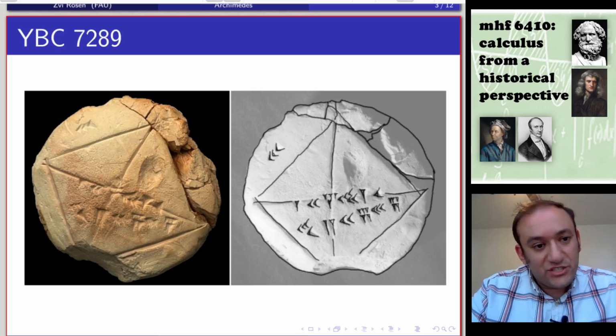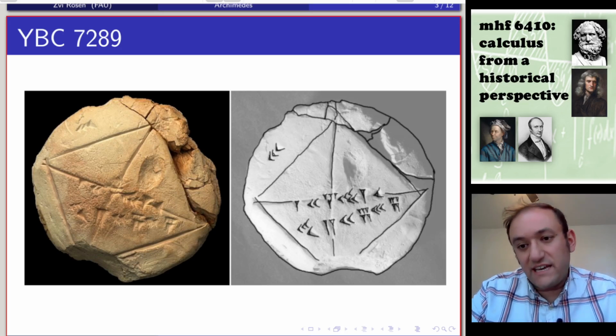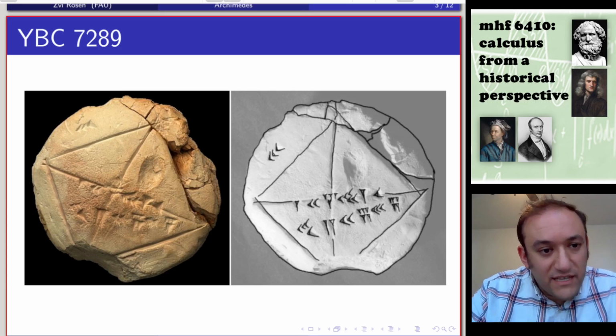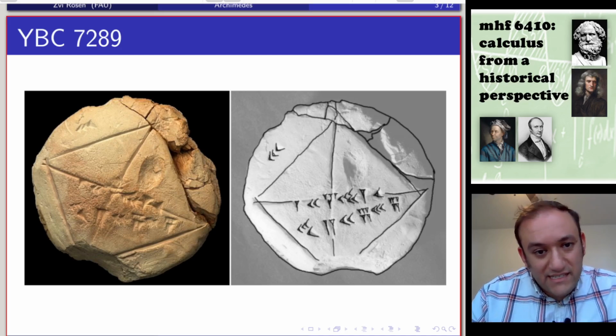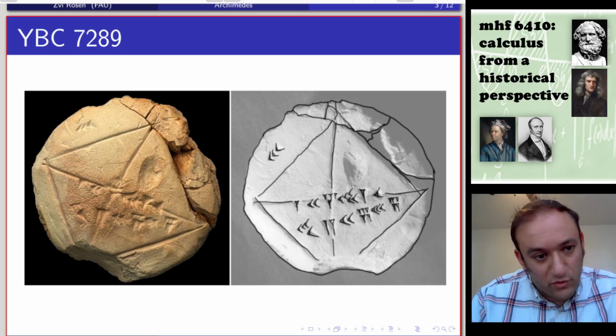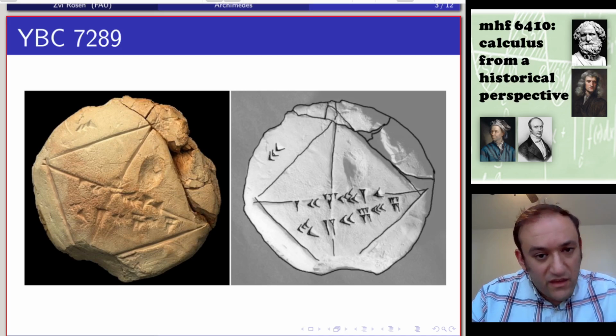Here is an ancient clay tablet that has given evidence to the idea that the Babylonians knew how to compute square roots to high accuracy. So you can see on the left is a high-quality picture, and on the right is a cartoon, so you can see the imprints a bit more clearly. Hopefully you can tell that this is an accurate representation.